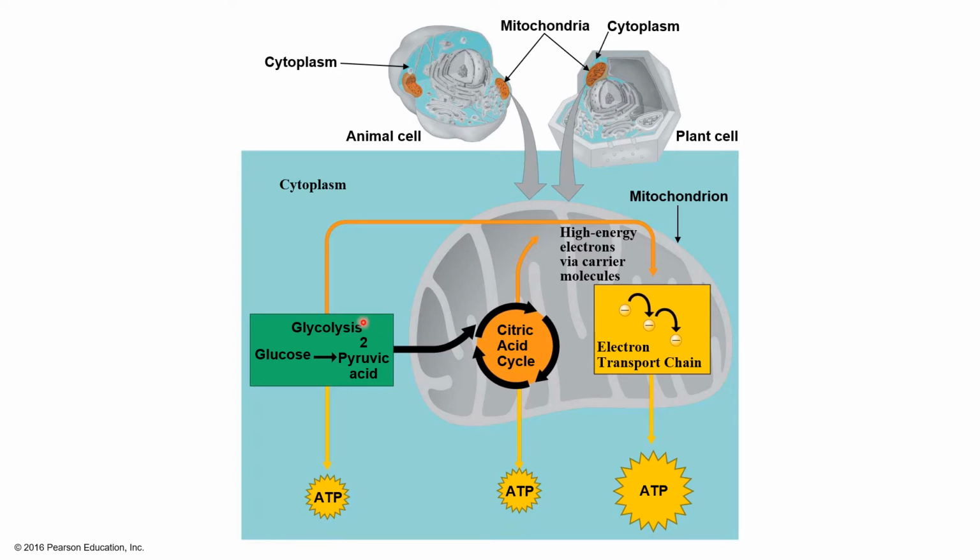Now, glycolysis, the citric acid cycle, and the electron transport chain, those three reactions are happening, of course, inside of a cell. Whether that cell is an animal cell or a plant cell, as we said, both plants and animal cells can go through cellular respiration. So both of them, those three reactions would be occurring inside of the cells.